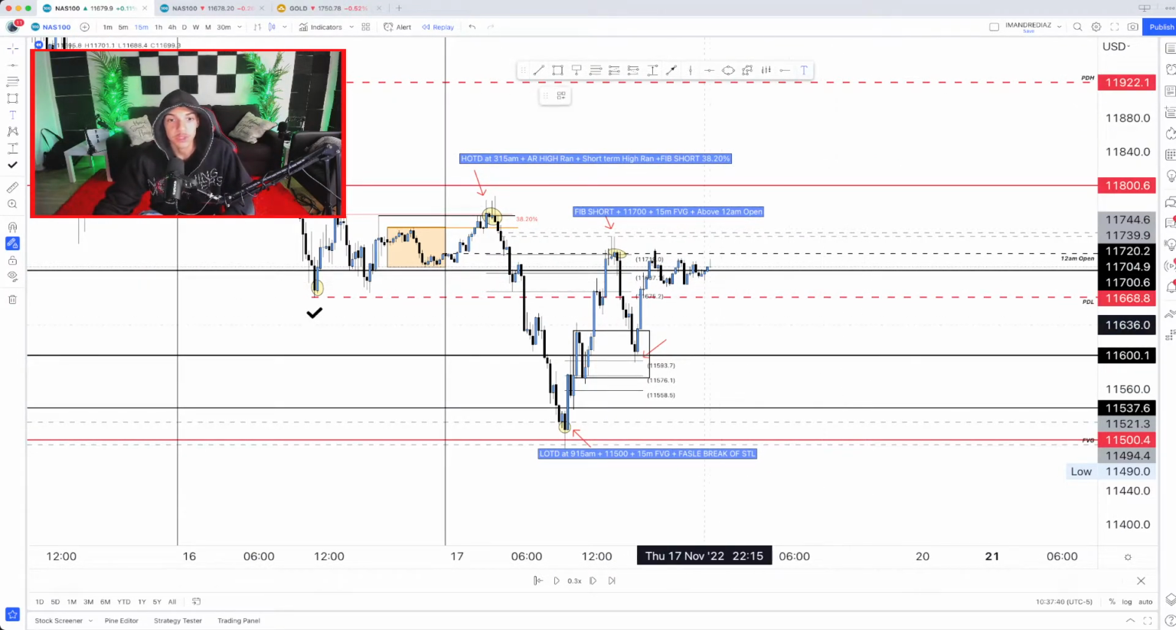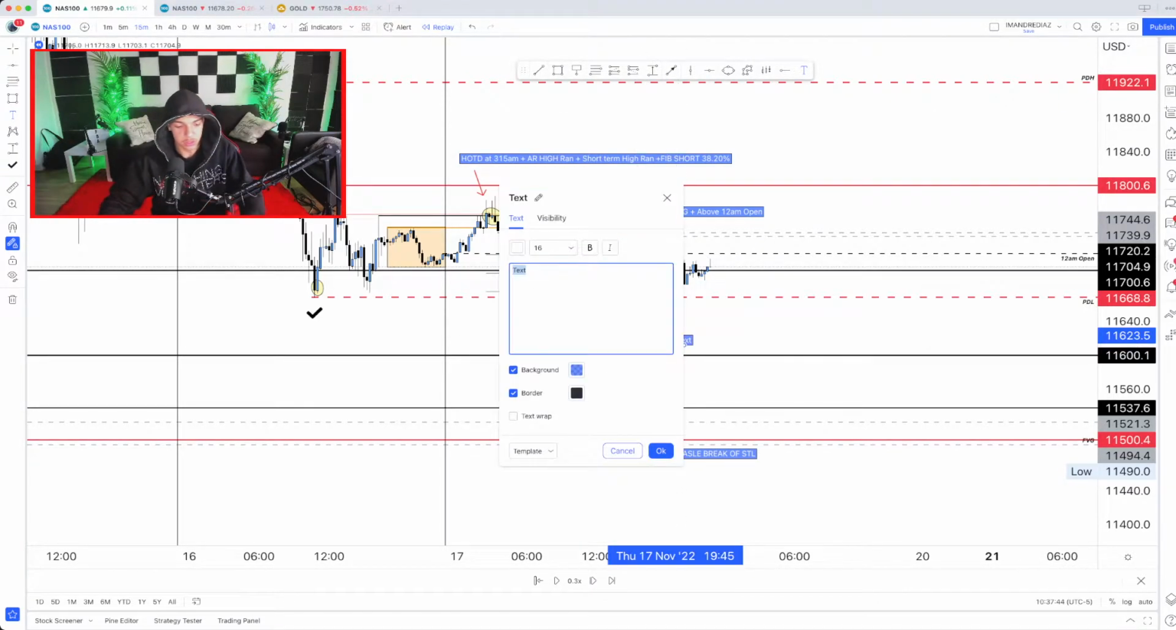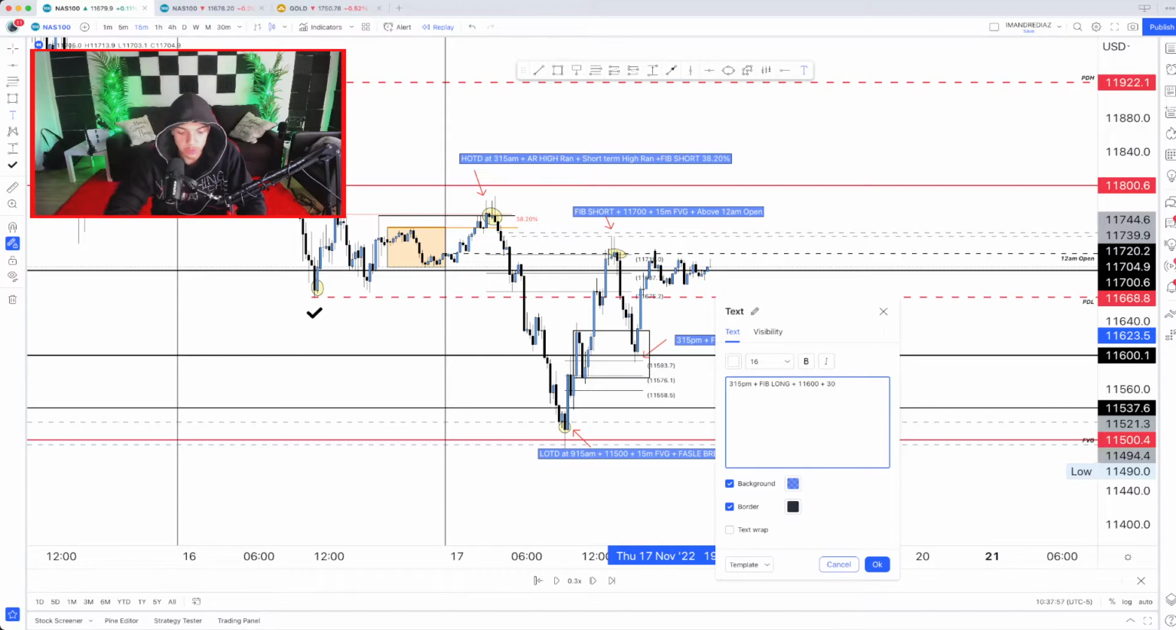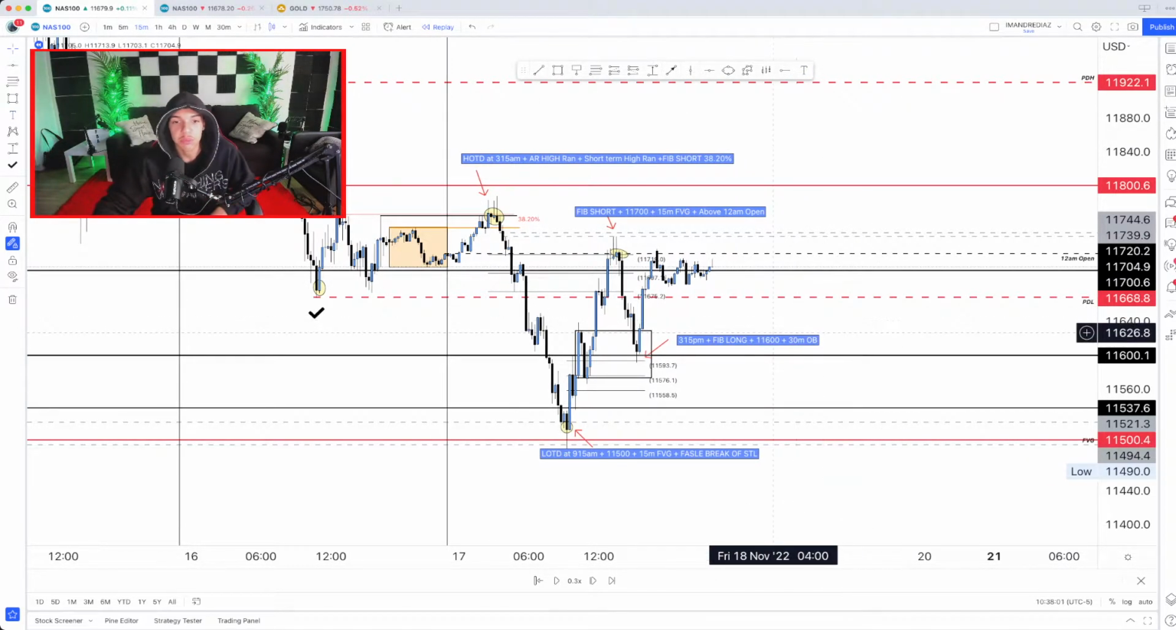Let's annotate it. So at what time was this? 15 was about 3:15. So at 3:15 p.m., we had the fib long along with 11,600 rejection. What else do we have? Along with the 30-minute order block rejection. Then from here, price had that push to the top side.